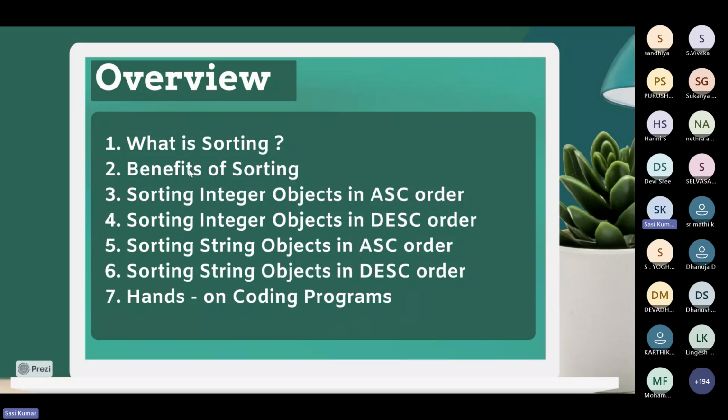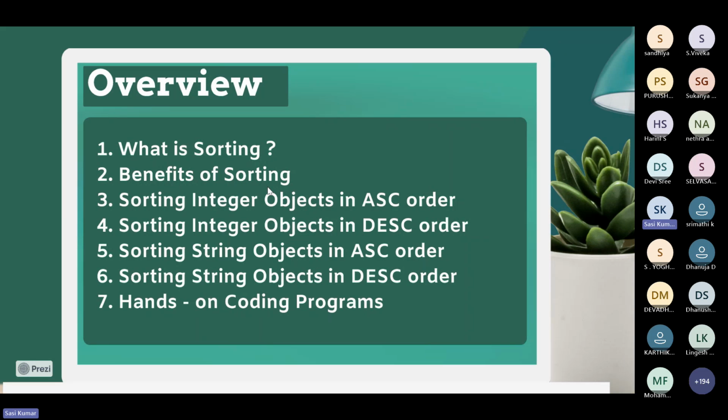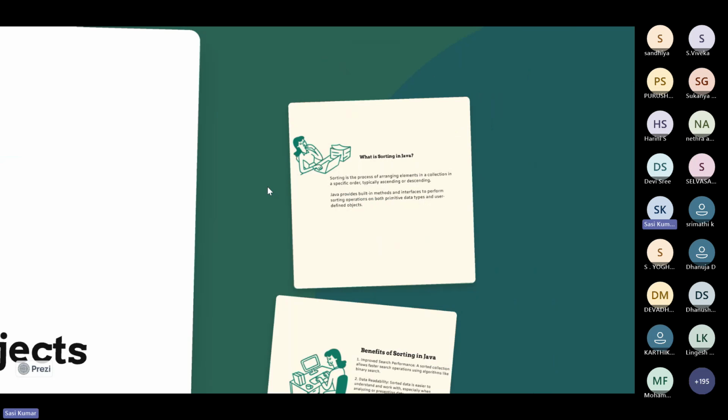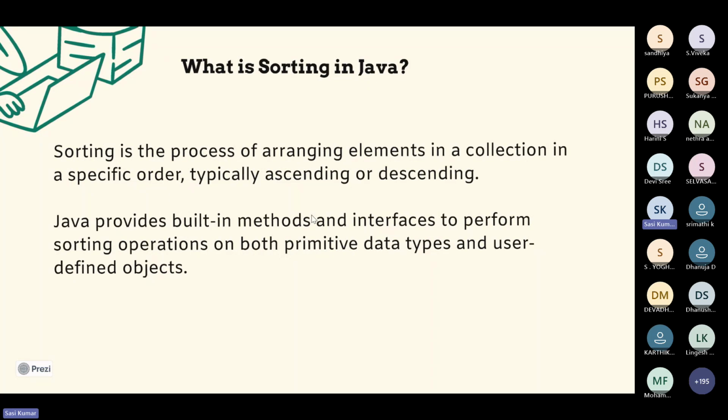So what is sorting? Benefits of sorting: how to sort integer objects in ascending order and descending order, and then how to sort string objects in ascending order and descending order. We have seen the program as well. Now again we'll go through this. If you read it, you should be able to understand by yourself.